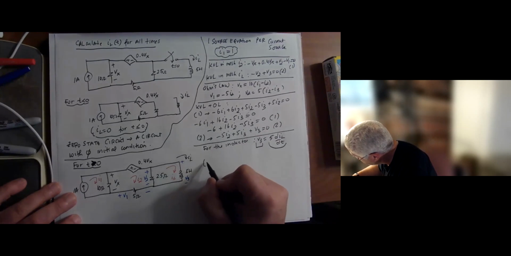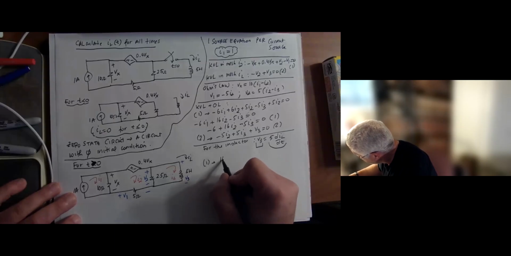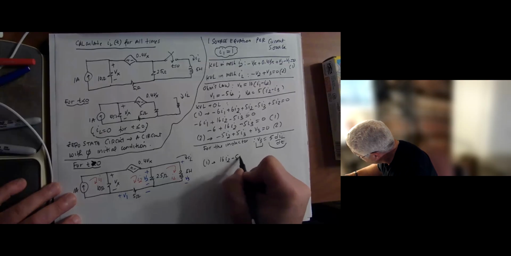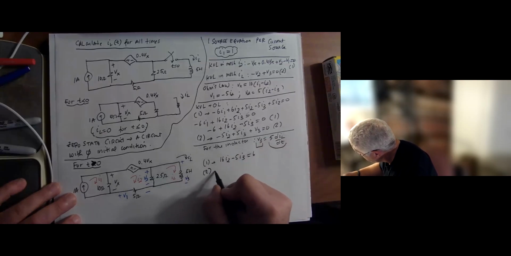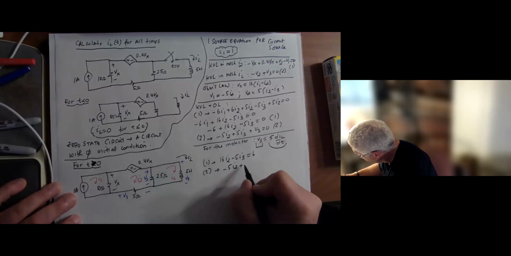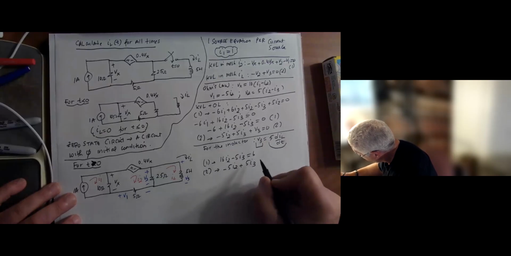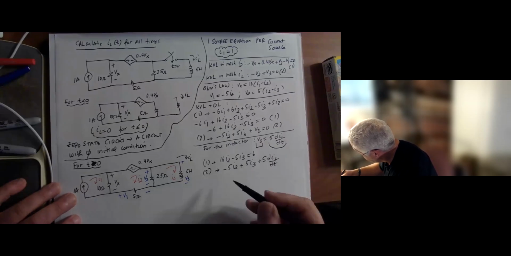So equation 1 remains the same: 16I2 minus 5I3 equals 6. I just moved the 6 over. That's equation 1. And equation 2 becomes minus 5I2 plus 5I3 plus 5 dIL/dt. Of course, you can see the mistake that I'm making here.